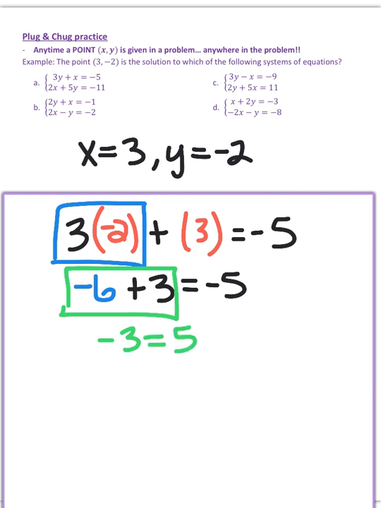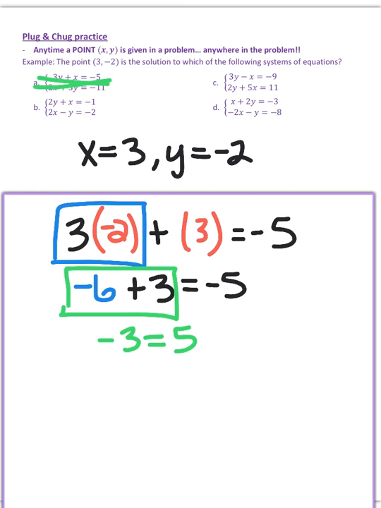So ask yourself, does negative 3 equal negative 5 or equal 5? And no, it does not. So since we tried the very first equation in this system of equations, and that one didn't work, the whole thing isn't going to work. So A is not going to be an option.